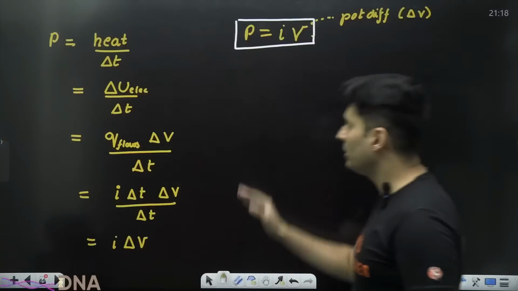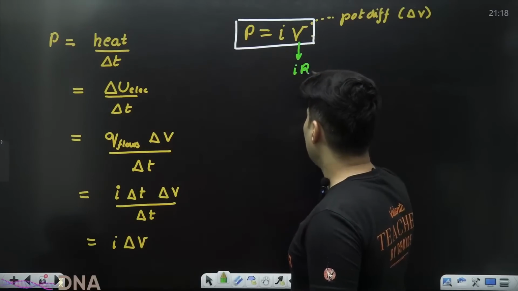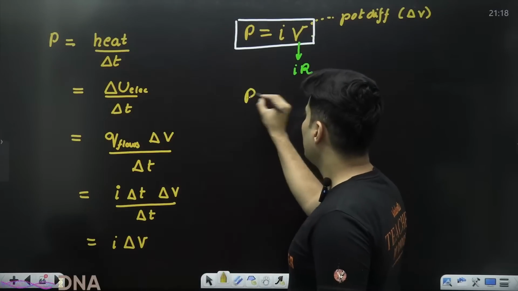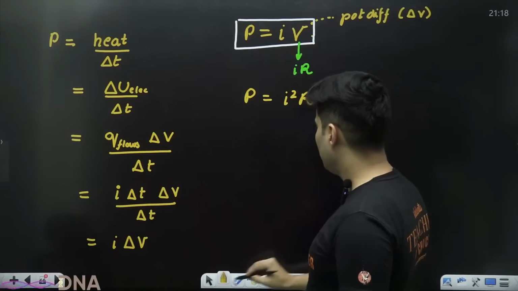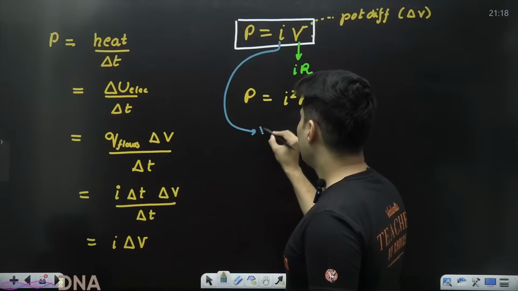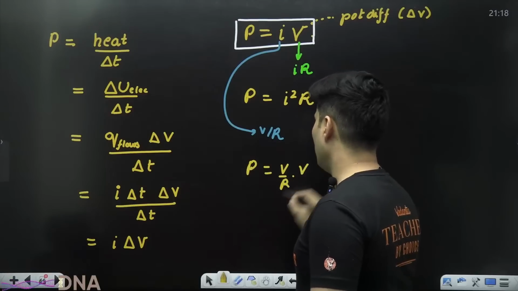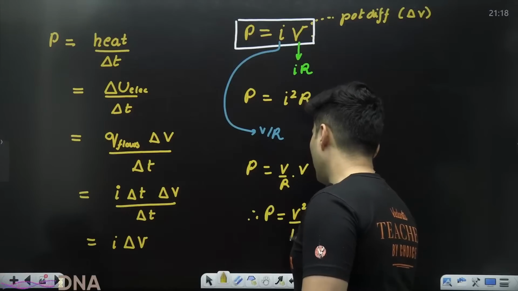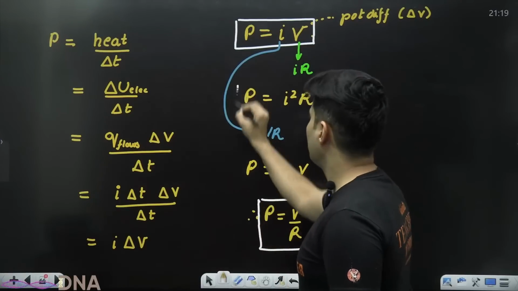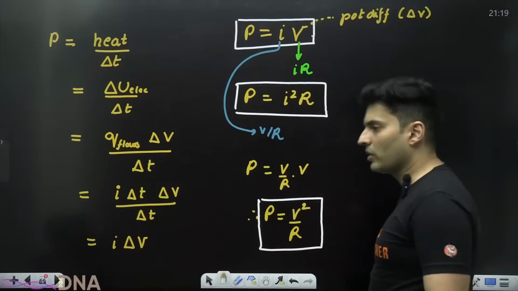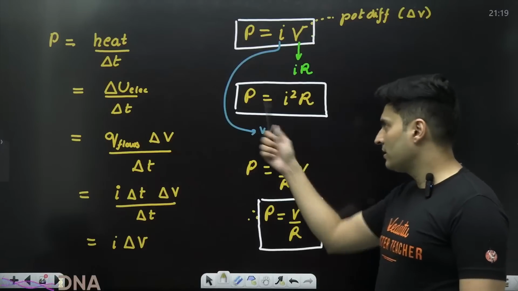So I have explained this to you in a beautiful manner, but we also know that this voltage is nothing but current into resistance. Therefore I can also write P is equal to I into I R, which is I squared R. We can do one more thing. Current is nothing but V by R. So power can be written as V by R into V. Therefore power is equal to V squared by R. How did I get it? Using Ohm's law. So this is also correct; there is nothing wrong in this. Which one will you use? It depends on what is given. If voltage and resistance are given, you will use this. If current and resistance are given, you will use this.